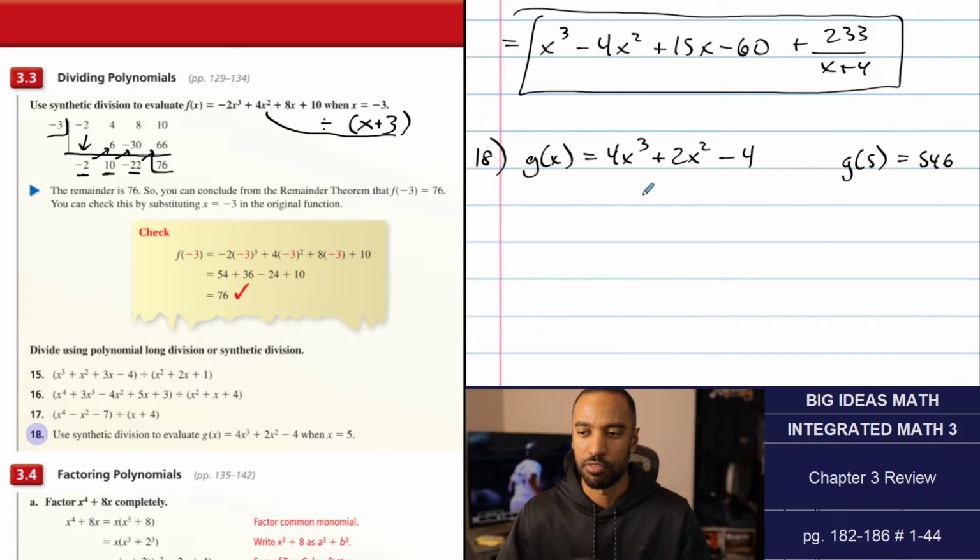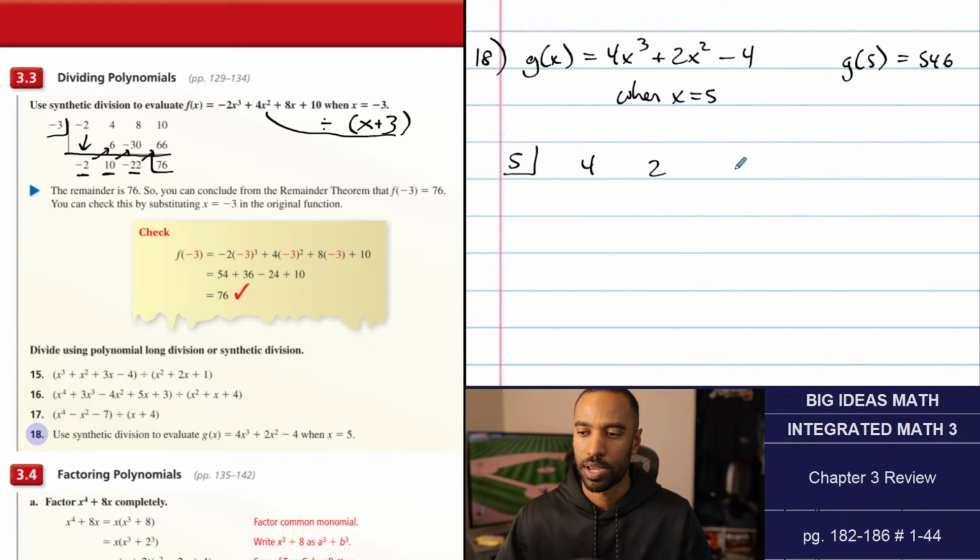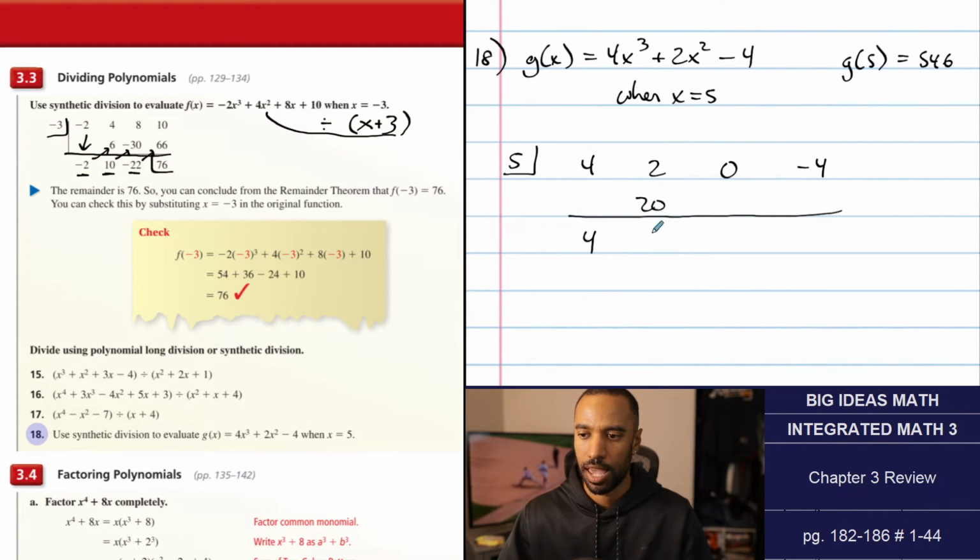Now let's use synthetic division on the same thing to get that same result. When x equals 5, let's go ahead and do that. The remainder will be our result. Our remainder should be 546. Let's take a look. 4x cubed, 2x squared, 0x, negative 4. Bring the 4 down, multiply by 5, and add, and plug and chug.